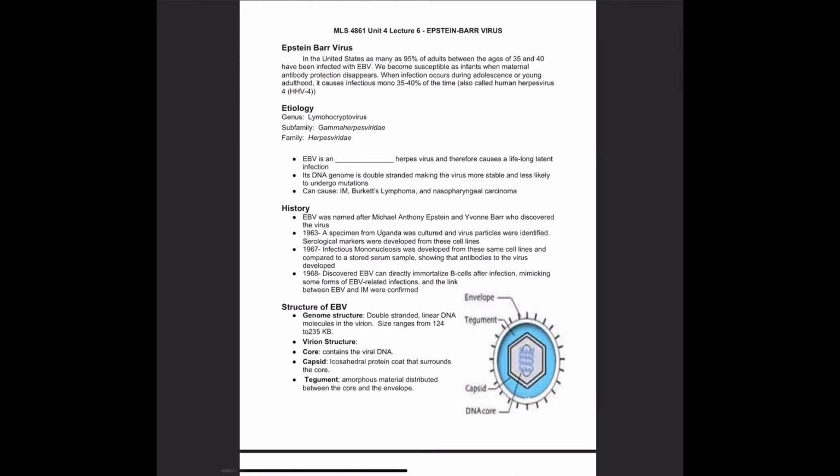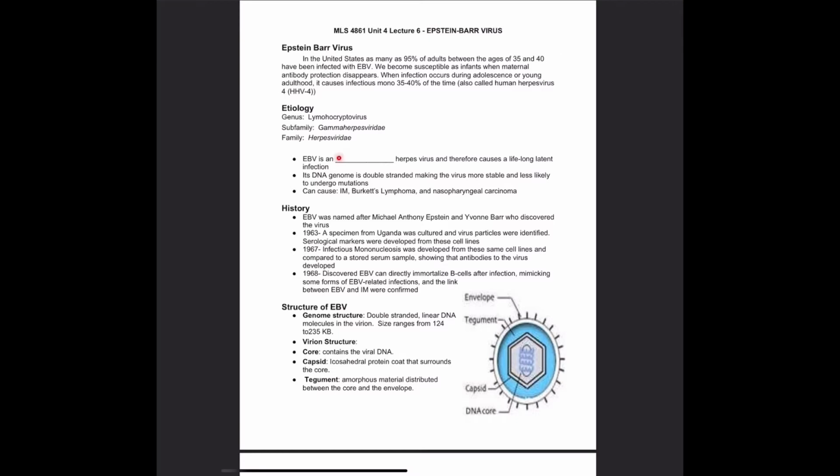Epstein-Barr virus. In the United States, as many as 95% of adults between the ages of 35 and 40 have been infected with EBV. We become susceptible as infants when maternal antibody protection disappears. When infection occurs during adolescence or young adulthood, it causes infectious mono 35 to 40% of the time.